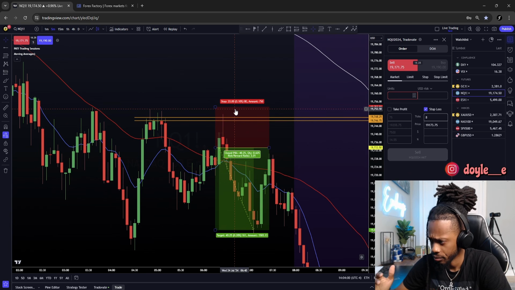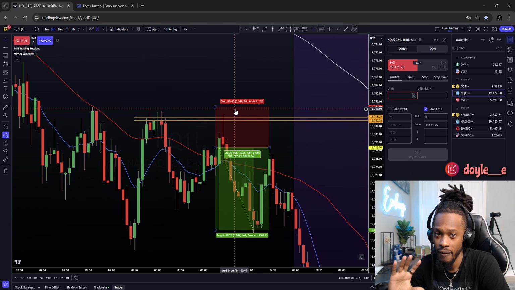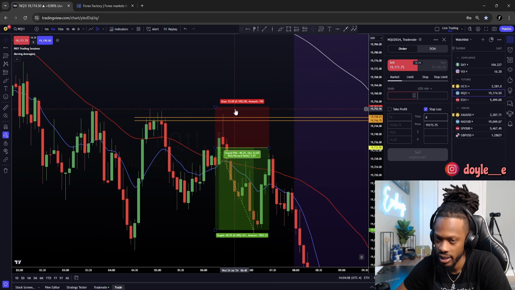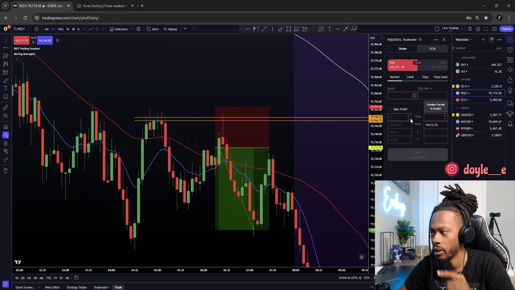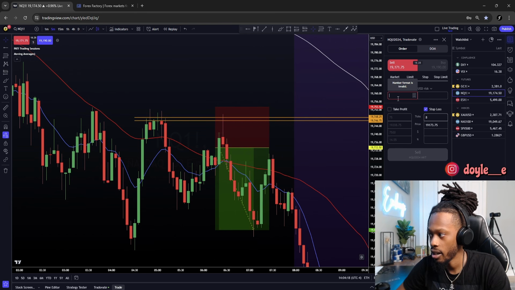Now, if we have 5 contracts on this trade and it's worth 400, how much is that? That's $2,000. Literally $2,000. Okay. Now let's go ahead and put this in the calculator. So right here for units, that would be 5 contracts.